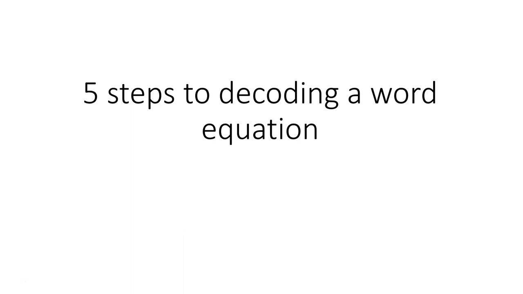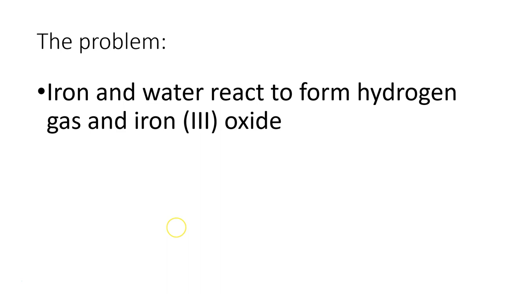Hi kids. Today we're going to be talking about decoding word equations. What we're going to be doing here is taking a sentence that describes a chemical equation and actually turning it into a chemical equation with symbols for elements and compounds. So here's the example. It says iron and water react to form hydrogen gas and iron 3 oxide.